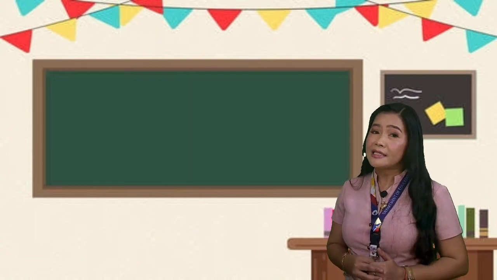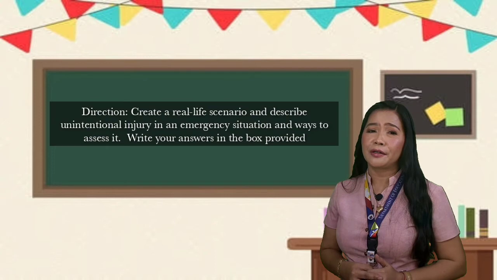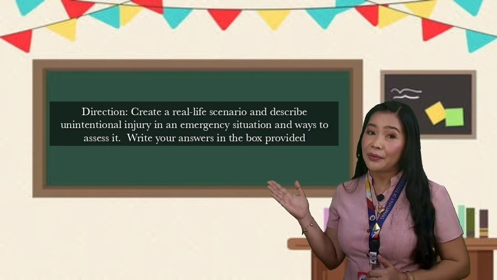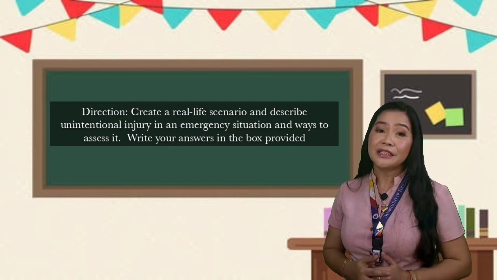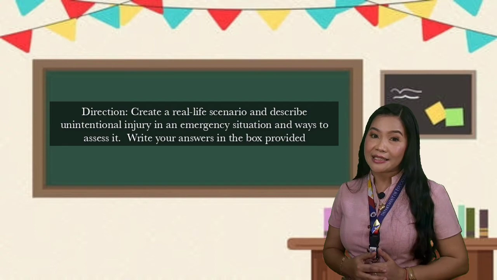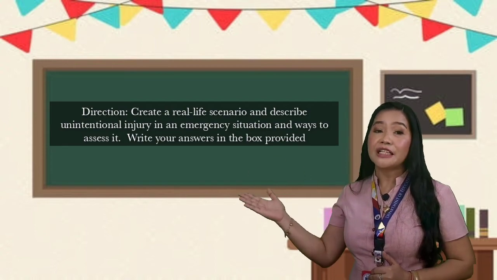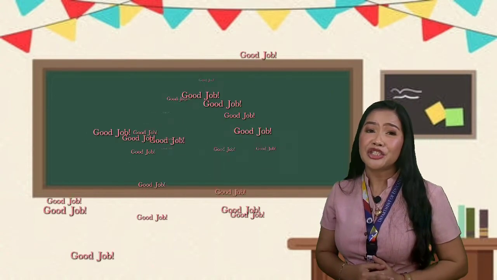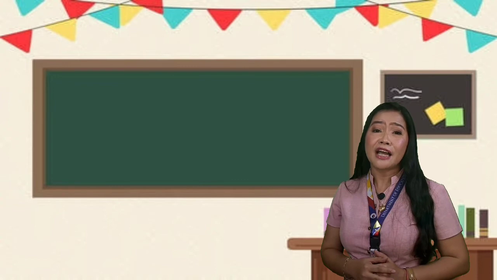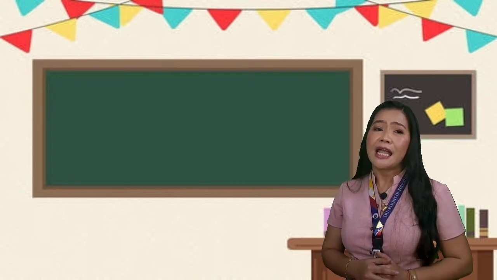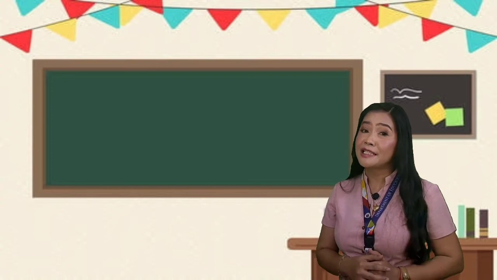The activity is tell me more. Direction, create a real-life scenario and describe an unintentional injury in an emergency situation and ways to assess it. Write your answer in the box provided. You did a good job creating a real-life scenario and describing the unintentional injuries and how you assess the emergency situation.